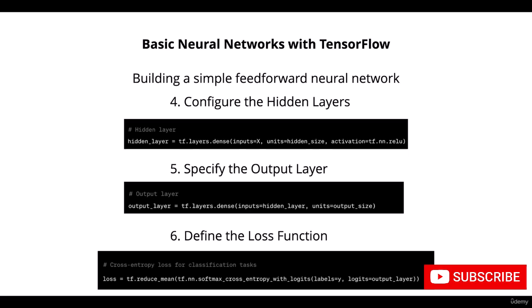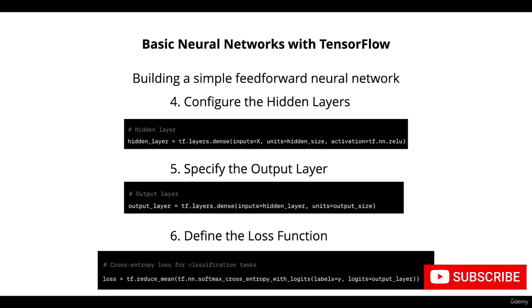Step number 5 is specify the output layer. Define the output layer of the neural network which produces the final predictions. The output layer typically has no activation function for regression tasks but uses softmax activation for classification tasks. Example is output_layer equal to tf.layers.dense, inputs equal to hidden_layer, units equal to output_size.